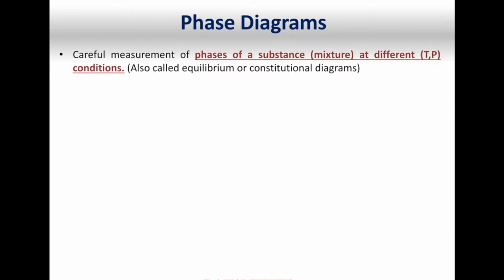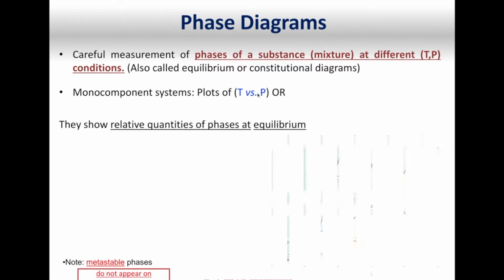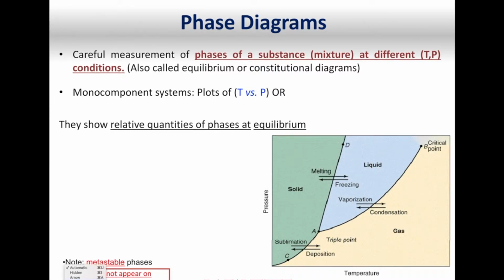What is a phase diagram? A phase diagram is an actual plot, a plot of different conditions of pressure and temperature that help you locate the phase in which a substance can be found. So you're going to be plotting temperature and pressure, and then you're going to be looking at the different phases in which your substance exists.